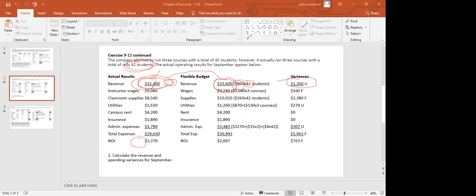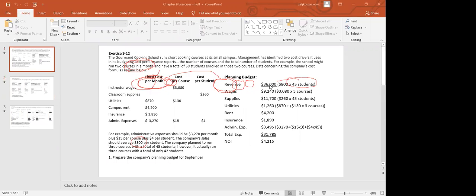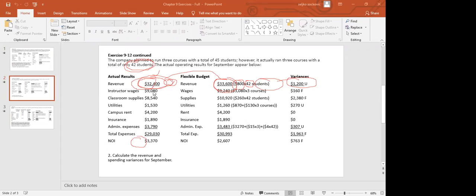Let me go back to the previous slide. So your revenue should have been what? 36,000, right? 36,000 according to the planning budget. But it's actually 32,400. And you might say, well, it's lower. It's 32,400, not 36. Just because of what? Because of less students, right? Because we plan to have 45 students, but we actually have only 42 students.